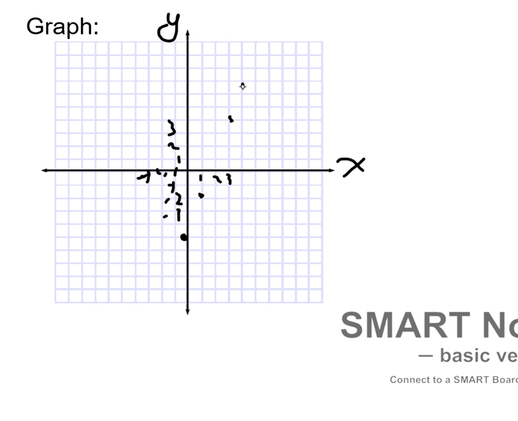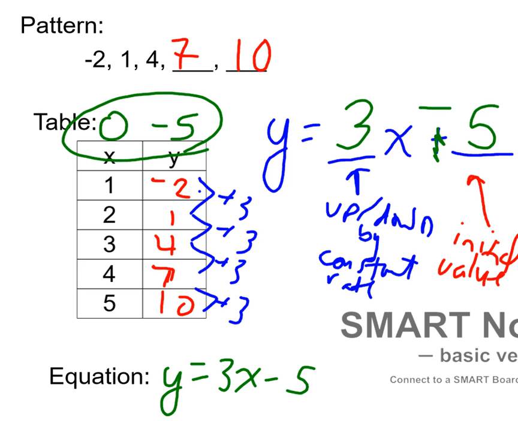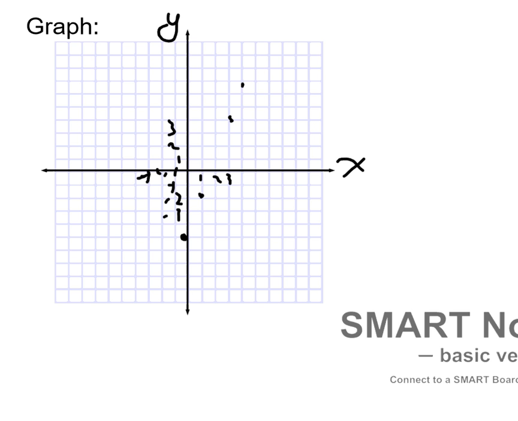I feel like I've missed one, and I have. I missed 2, 1. So let's go back and just add that one. So now we have all 5. We have 5 points there. And we then draw our graph. We actually get our line: we get our ruler out, and we connect our dots.